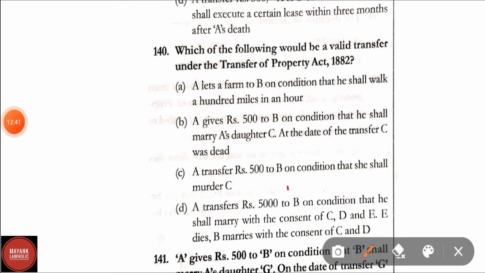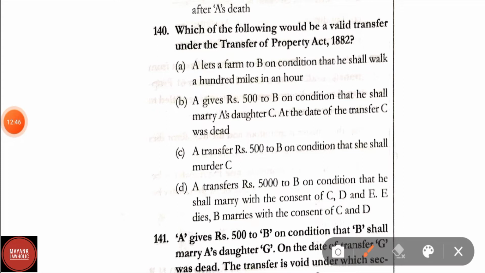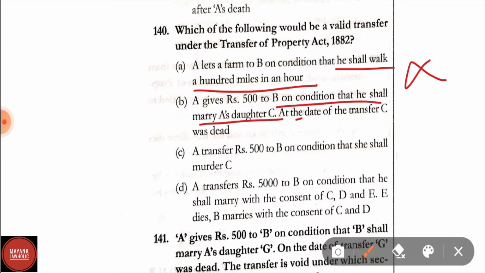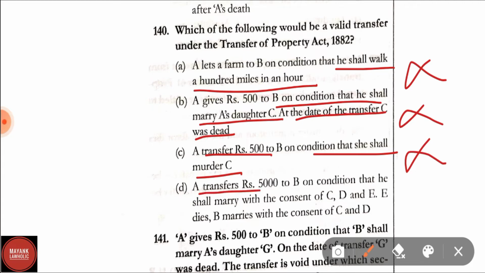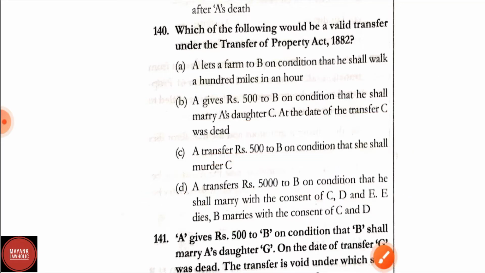Question number 140. Which of the following would be a valid transfer under the TPA? Options are: A lets a farm to B on a condition that he shall walk 100 miles in an hour. A gives rupees 500 to B on condition that he shall marry A's daughter C, and at the date of the transfer C was dead. Option C, A transfers rupees 500 to B on a condition that she shall murder C. Option D, A transfers rupees 5000 to B on a condition that he shall marry with the consent of C, D and E. E dies, B marries with the consent of C and D. This will be the valid transfer. Option D is the right answer.